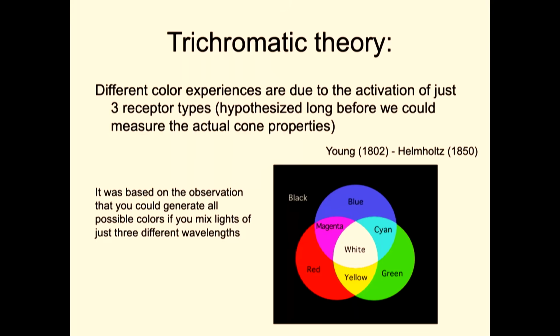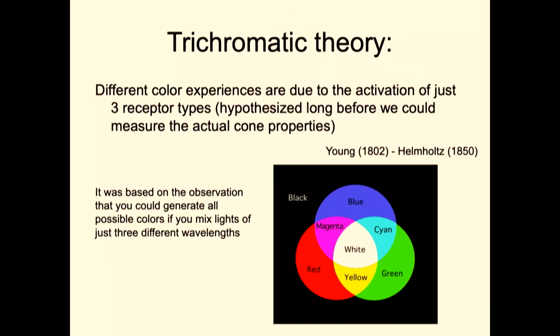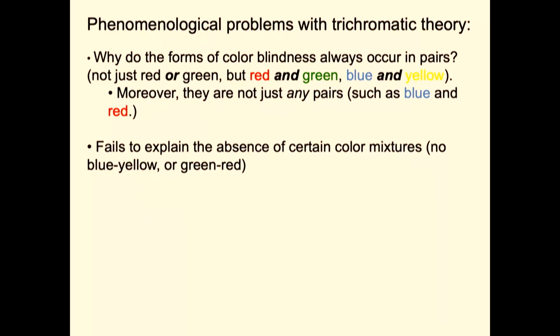And this was based on the observation that you could generate all possible colors just by mixing lights of 3 different wavelengths. Okay? So it just turns out to be a fact about color vision. And so that led them to hypothesize that there are these 3 receptor types. It turned out to be correct. All right, but this was kind of controversial at the time.